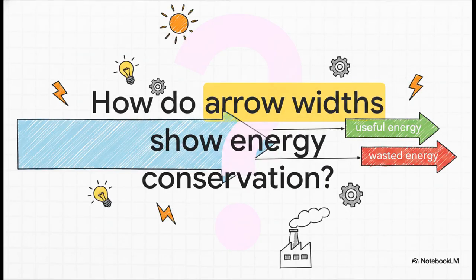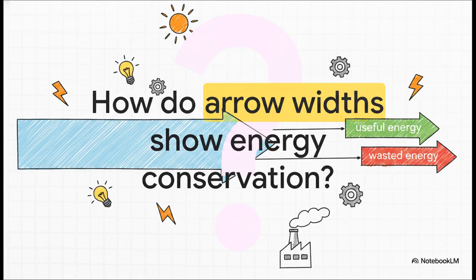Let's move to question 5 and see how this builds our tracking skills. How does the width of the arrows in a Sankey diagram relate to the law of conservation of energy? This is absolutely crucial. The total width of all the output arrows combined, so both the useful and the wasted arrows, must perfectly equal the exact width of the original input arrow. Why? Because in the wild, energy cannot be created or destroyed.